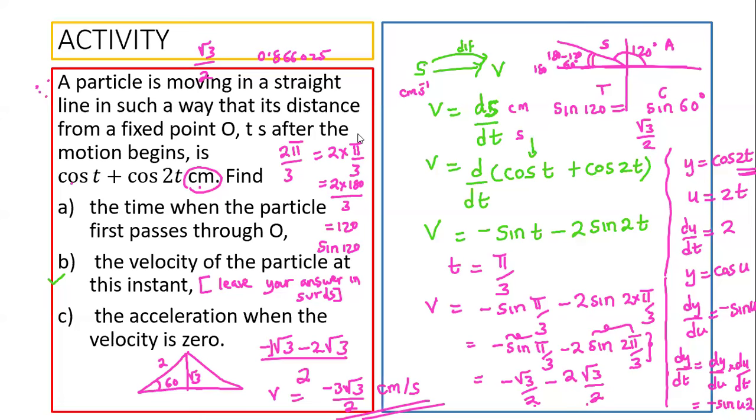Yes. Is our answer negative? Yes, our answer is negative because remember, velocity will look at the direction. So velocity can be negative. What can't be negative is speed. Yes, but velocity can be negative.